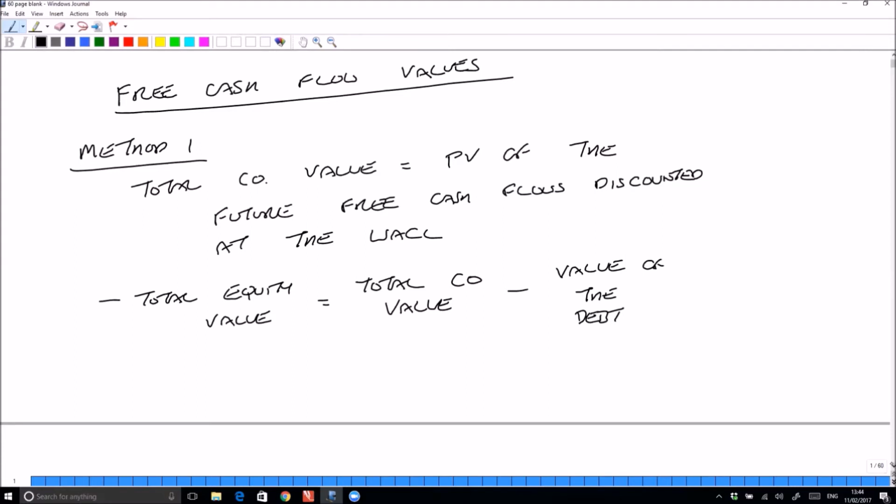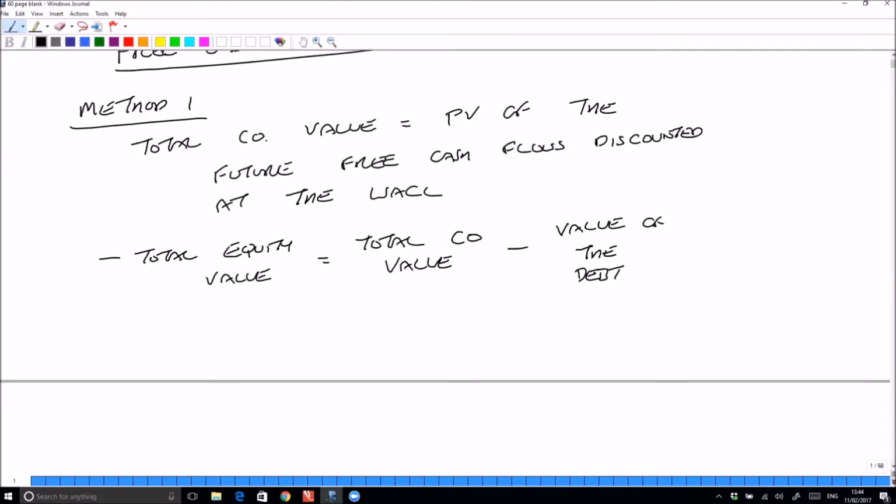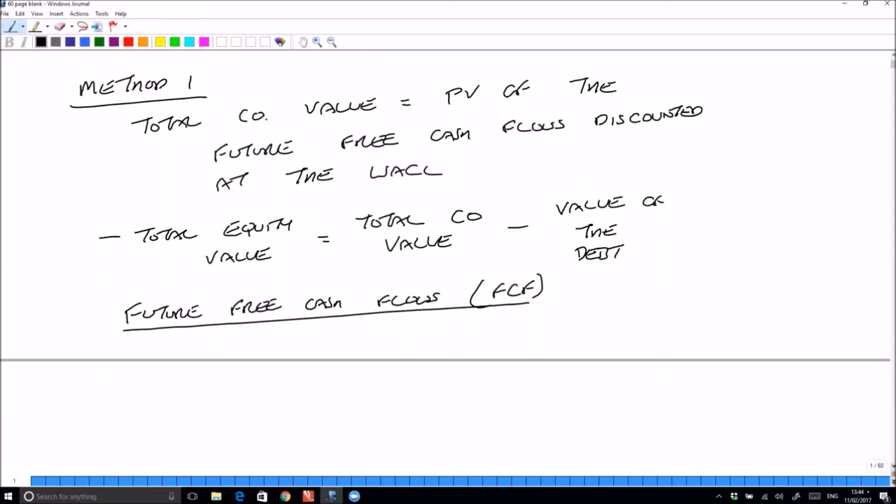What else should we think about? What do I mean by future free cash flows? Let's have a little heading here: our future free cash flows. And what's the abbreviation we use for that? Well, it's FCF, and that's the abbreviation I will start using here. First of all, let's have a think. What do we mean by free?